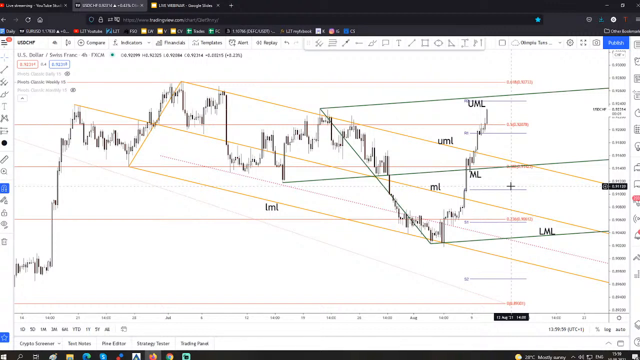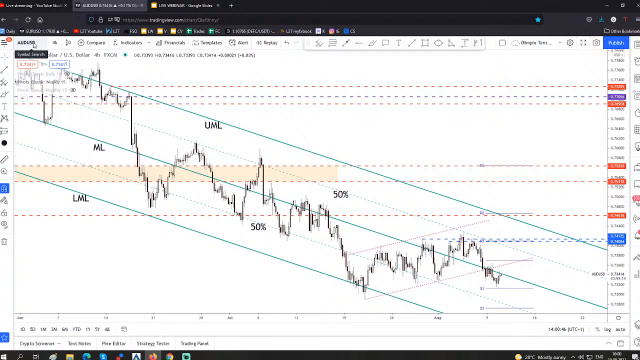As you can see here, it has found support on the lower medium line. Here, this candle, this bullish engulfing, signaled the potential growth here in US dollar versus the Swiss franc, guys. And the next major upside target will be here at the upper medium line of the ascending pitchfork. Okay.